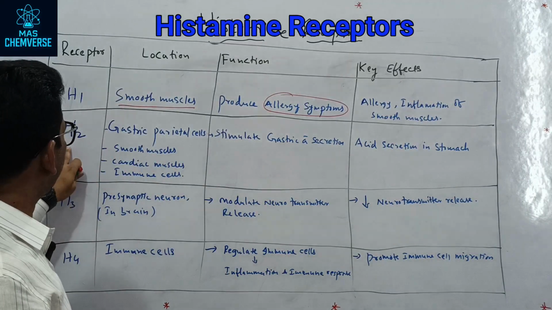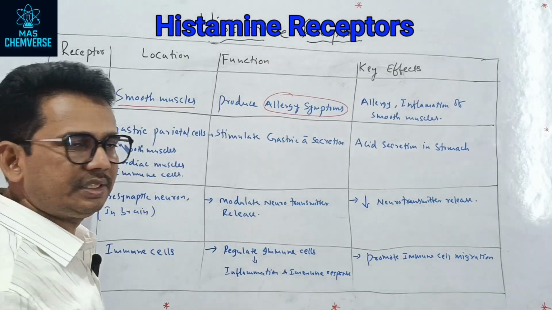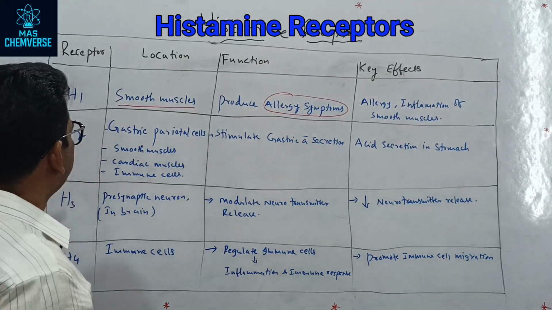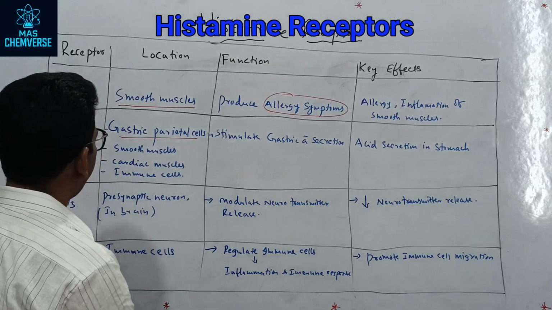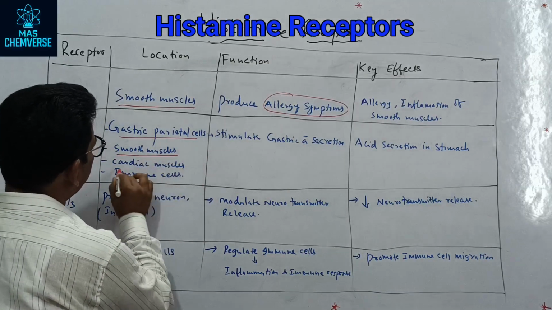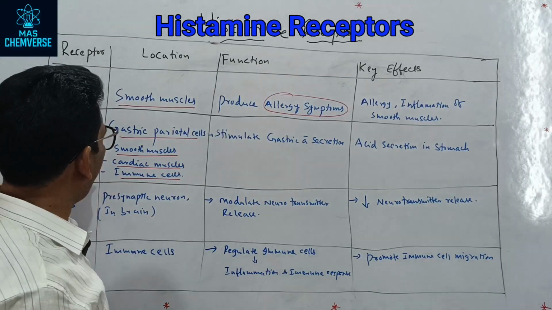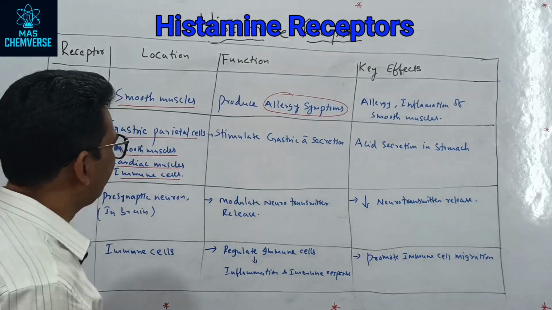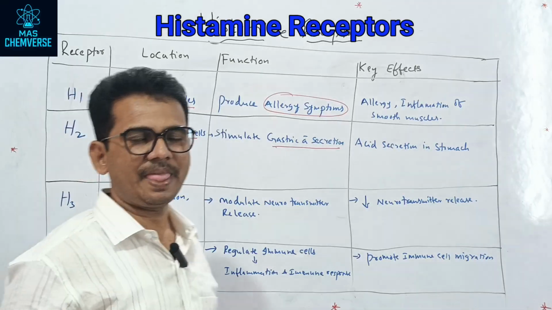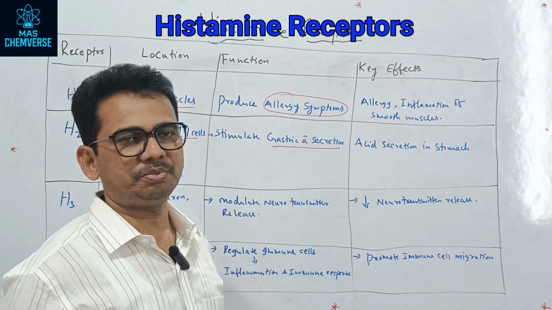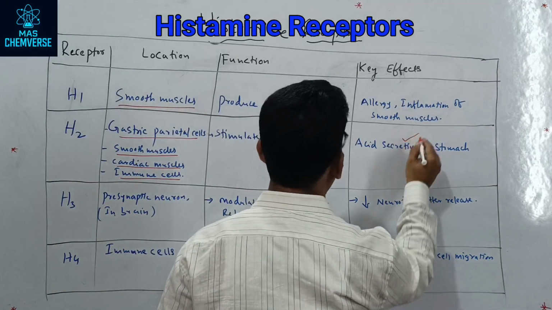The next histamine receptors are the H2 receptors. When histamine acts through the H2 receptors, which are located especially in the gastric parietal cells, as well as in smooth muscles, cardiac muscles, and immune cells, they stimulate gastric acid secretion. We know acid is secreted in the stomach, and that is the main key function of this receptor.